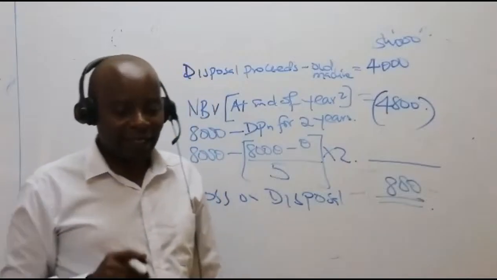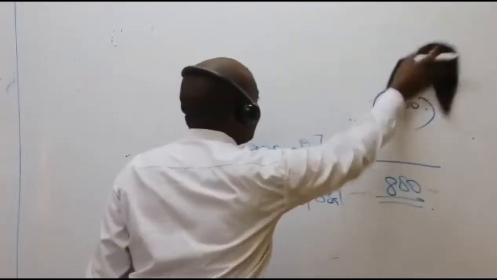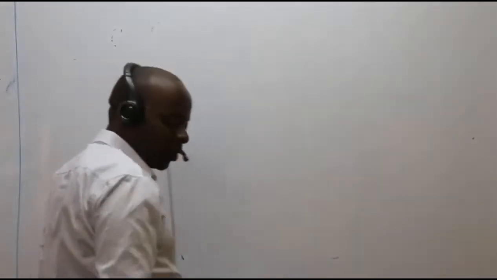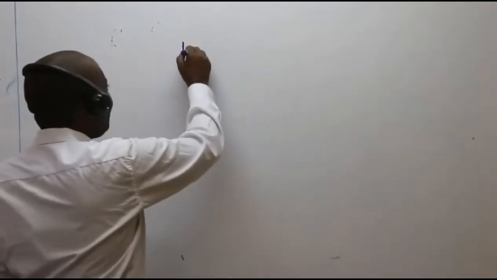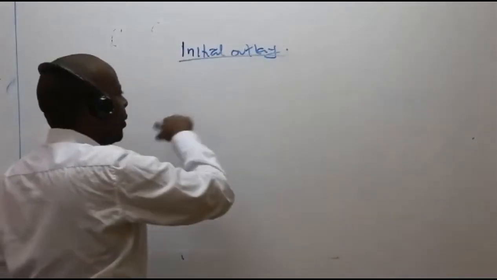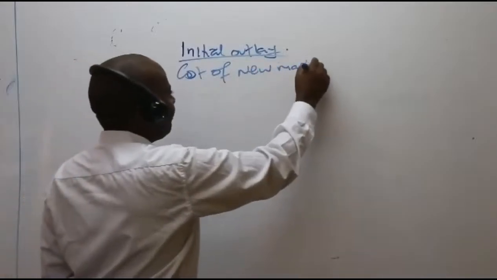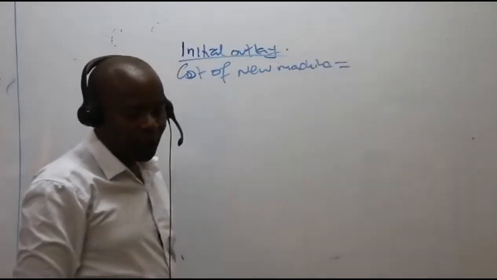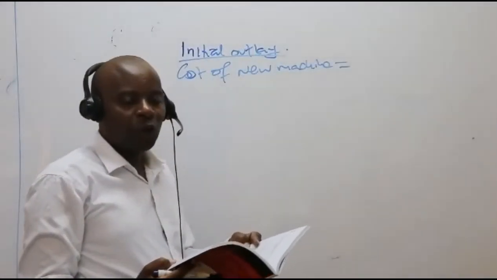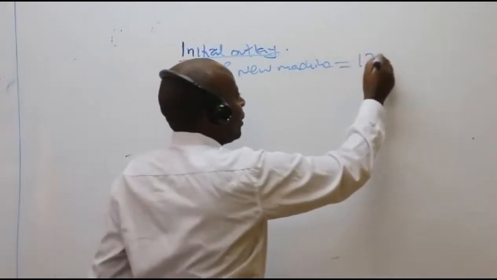Great. So after I get that, now I'll be able to give you the initial outlay very easily. Once I get the loss on disposal, I'll be able to give you the initial outlay. So initial outlay, what do I have? Cost of new machine. Are you able to see the cost of the new machine somewhere? In paragraph number 2, they're telling us it's 12,560. I'm putting my figures in thousands.